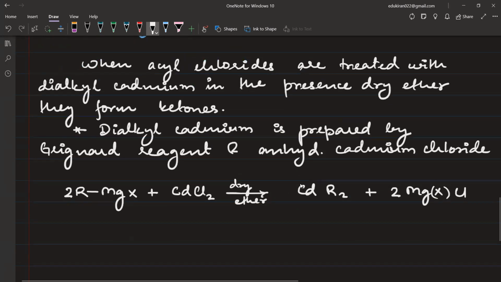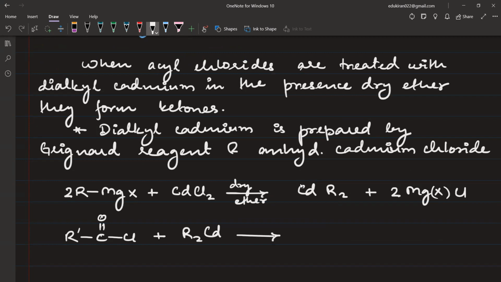Now, this CdR2 is reacted with acyl chloride. We have R dash C double bond O Cl plus R2Cd. Again, 2 moles of acyl chloride will be used, and we are going to get R dash C double bond O R. The chloride is replaced by this R group, 2 moles, plus we get CdCl2.